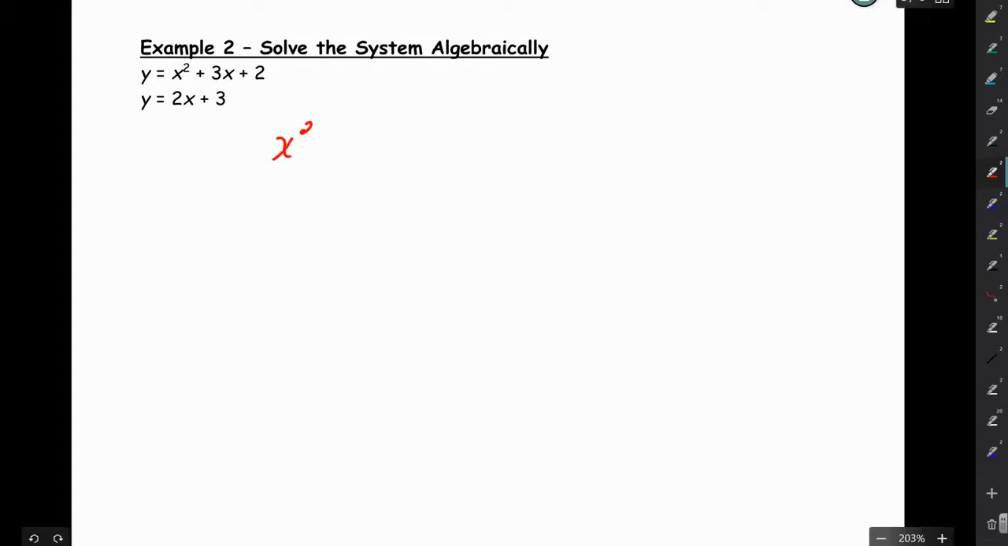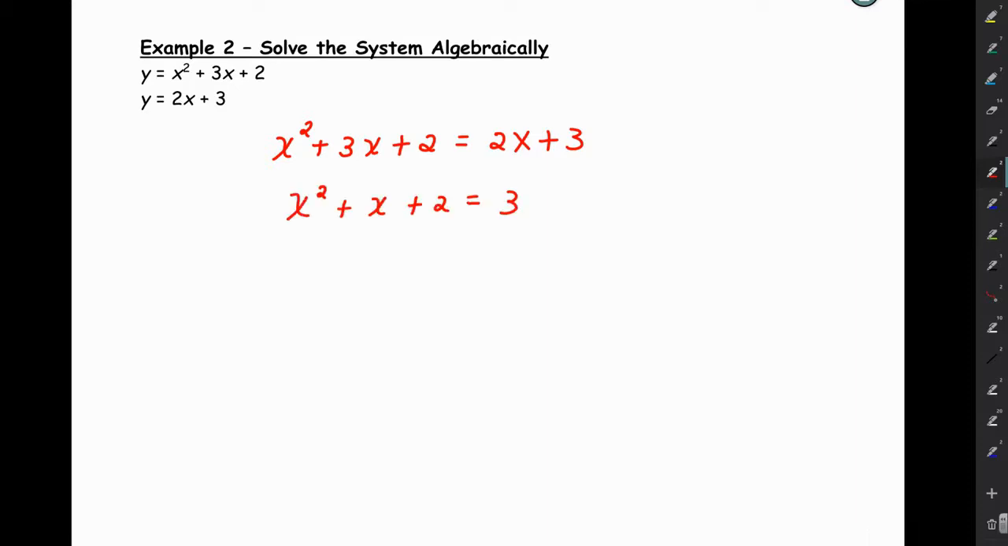All right, so I'm going to put x squared plus 3x plus 2 on the left side and 2x plus 3 on the right side. It doesn't matter. You could switch the sides if you want to. I like to work primarily on the left side and get 0 on the right side. So I'm going to subtract 2x from both sides, and I'm going to subtract 3 from both sides.